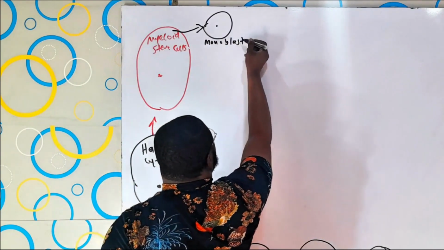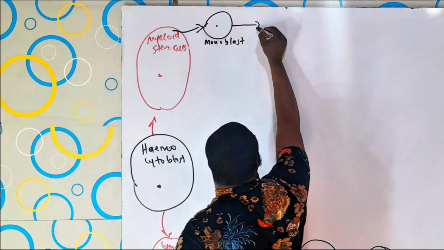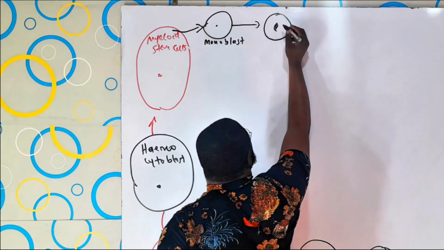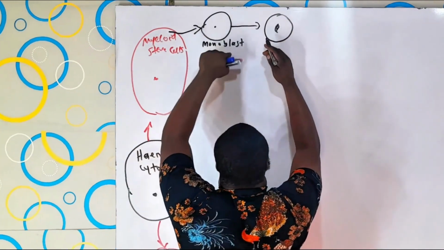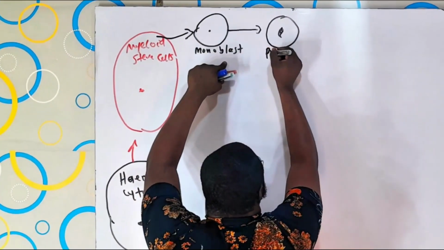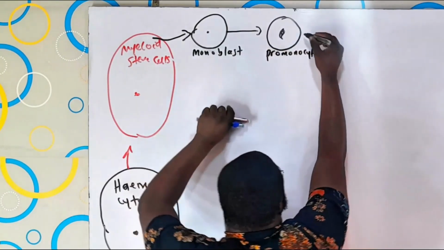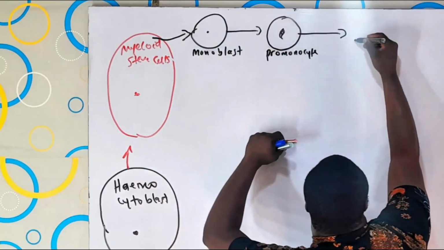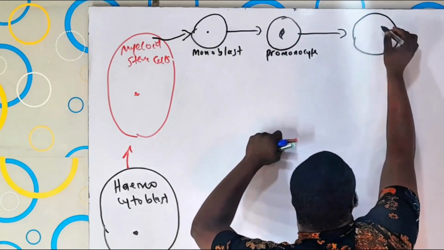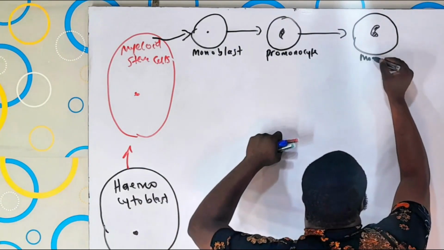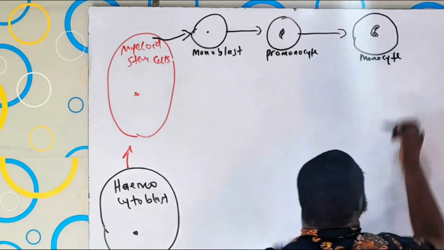Monoblast. And later the monoblast will transform to become another cell. And that other cell is what? That is the promonocyte next. And from there it becomes what? A cell called the monocyte itself. So it becomes the monocyte at last.